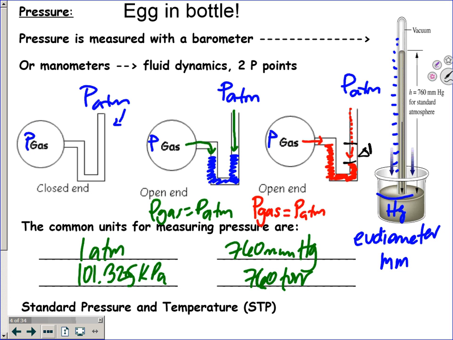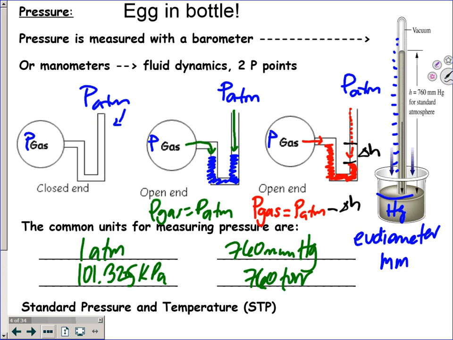So this change right here I'm going to call delta H, which is change in height. The difference in height should tell me the difference in pressure. So do I want to add or subtract from the pressure of the atmosphere to get the pressure of the gas? Subtract, because the gas is less than the pressure of the atmosphere. So I should be subtracting the height difference to ensure that the pressure of the gas is less than the pressure of the atmosphere.